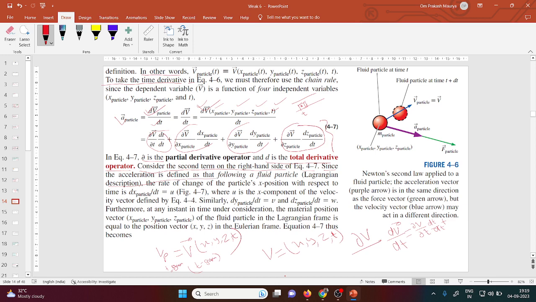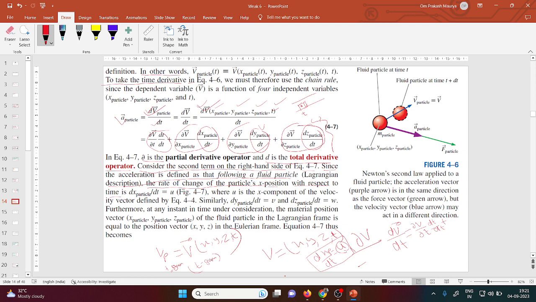Since the acceleration is defined following a fluid particle, that is the Lagrangian description, the rate of change of the particle's x position with respect to time is dx by dt. You know this is the velocity in the x direction as per the Lagrangian. The change in position of the particle with the change of time, if we are tracking a single fluid particle, is given by u. Similarly for this v, and for this w we will use what is written here.